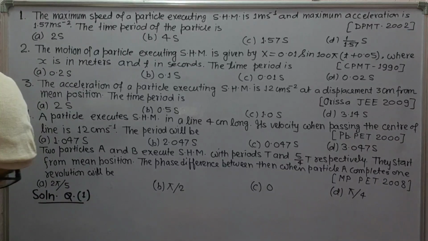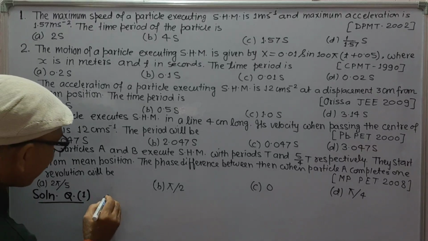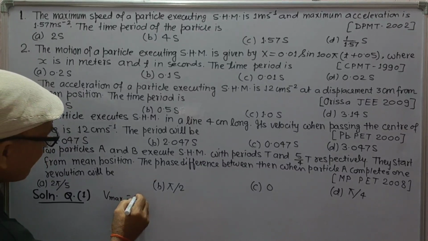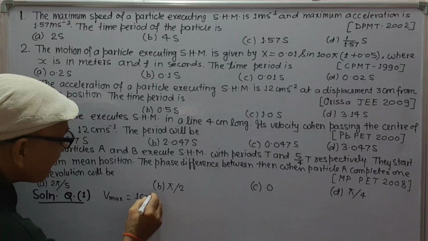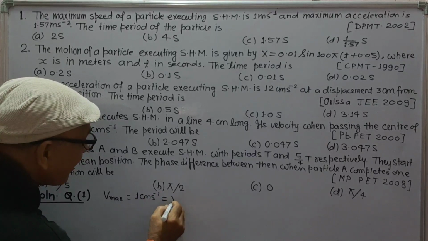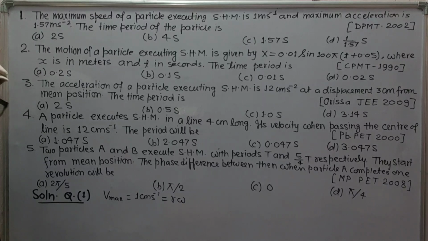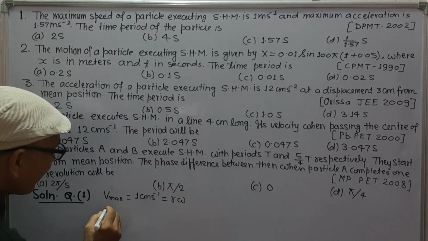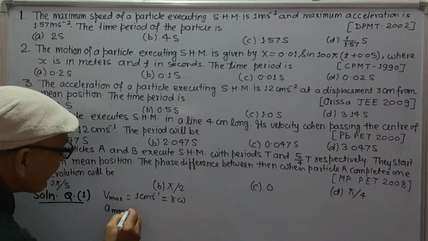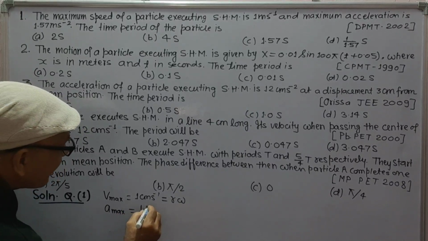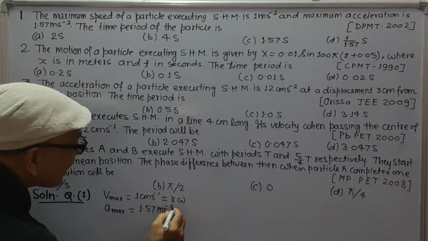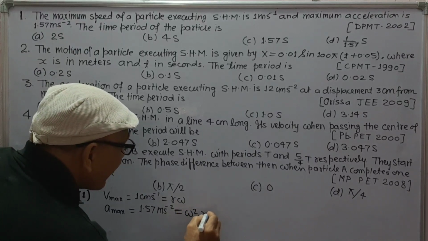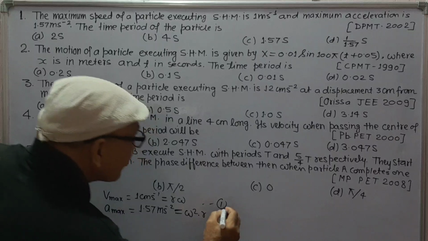Here, for simple harmonic motion, V max is given to be 1 meter per second and we know V max is equal to R into omega, where R is amplitude and omega is angular frequency, and also maximum acceleration A max has magnitude 1.57 meter per second square and it is numerically equal to omega square into R. Suppose this is equation 1 and this is equation 2.